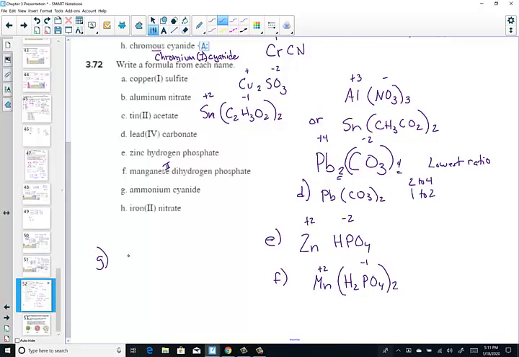Letter G, ammonium, polyatomic ion, NH4, carries a +1 charge. Cyanide, polyatomic ion as well, carries a -1. That's electrically neutral as written, NH4CN. And one more to check. Iron, Fe, it carries a +2 based on that Roman numeral. And nitrate, -1. Fe, parenthesis, NO3, taken twice.